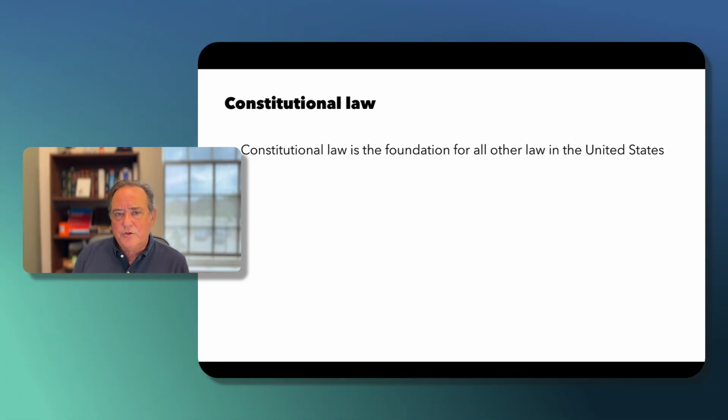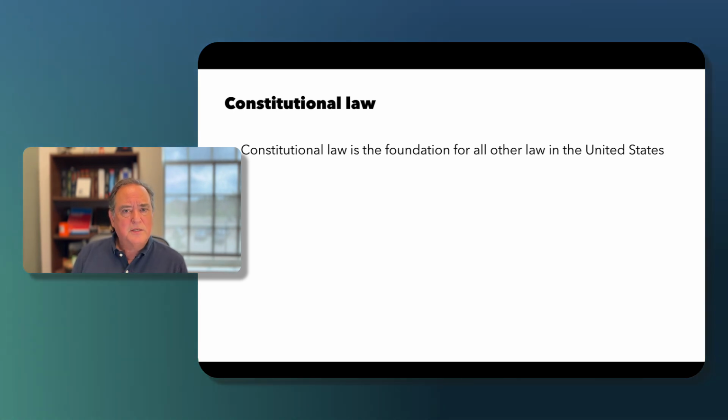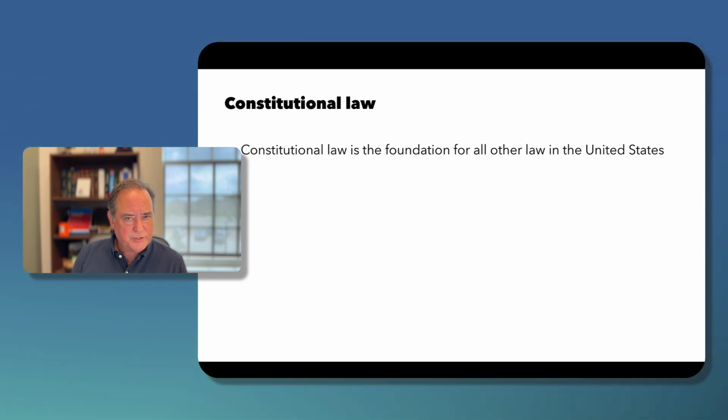Now, the Constitution is the foundation for other law in the United States. It is the Constitution that creates the Congress and enables them to have the power to pass statutes.